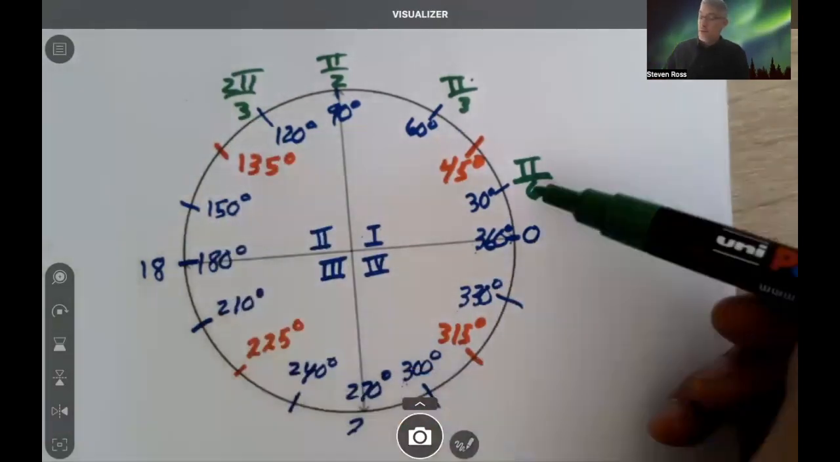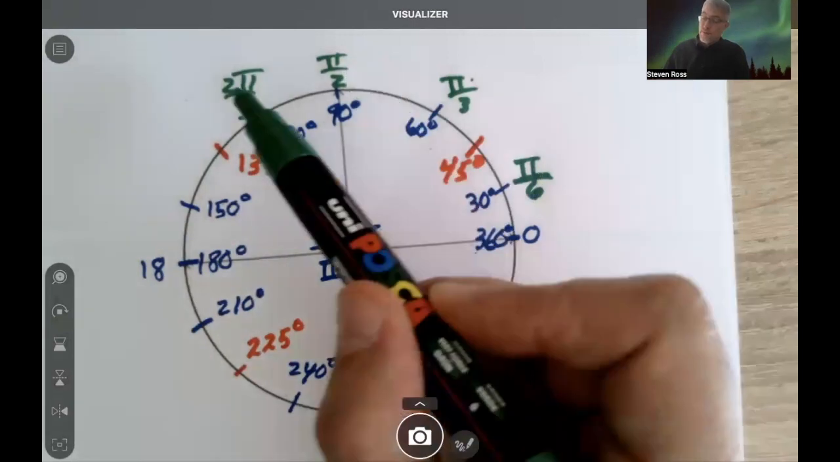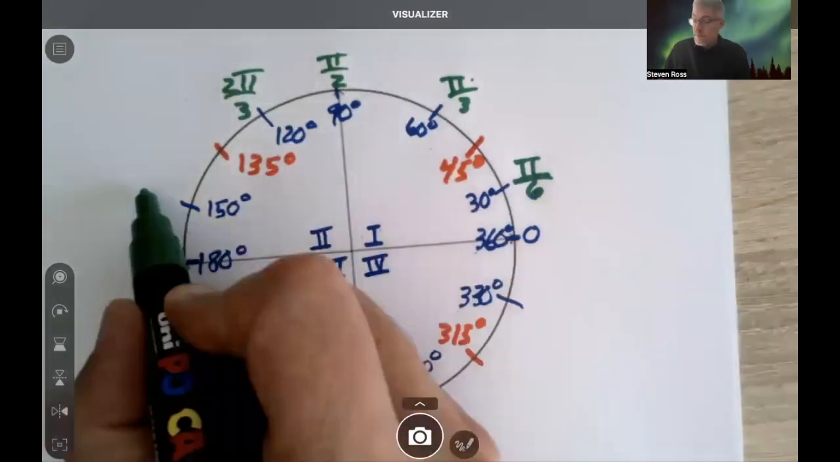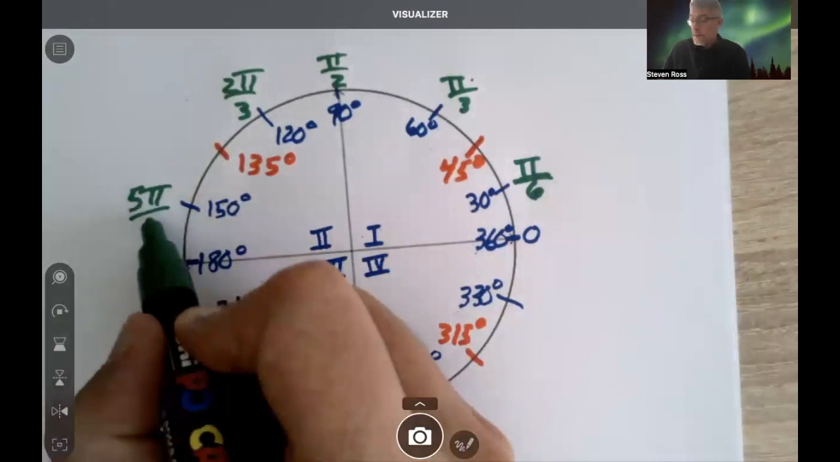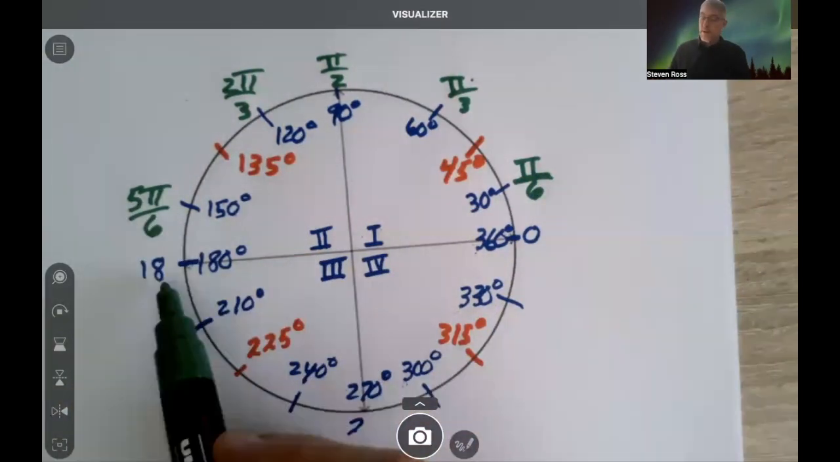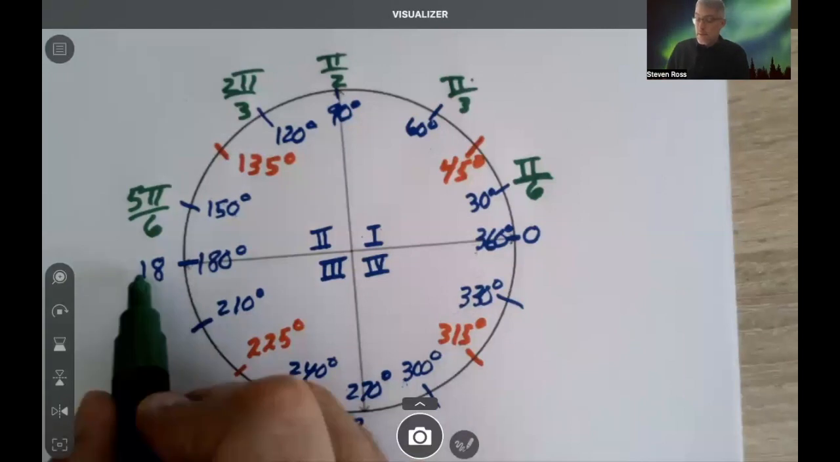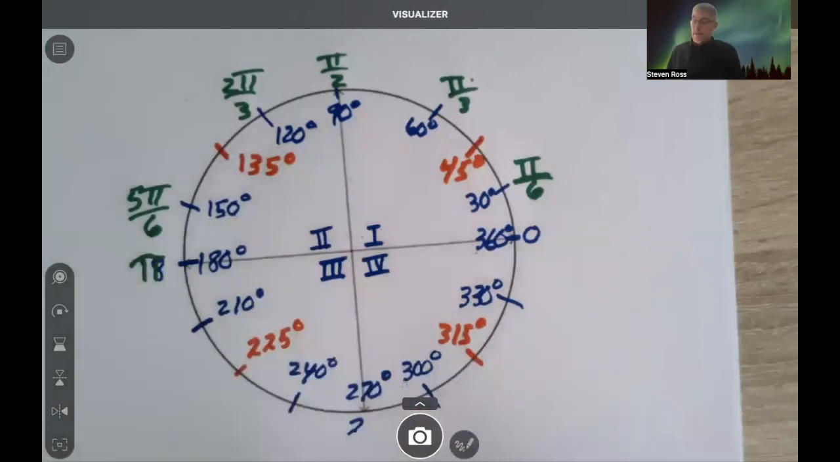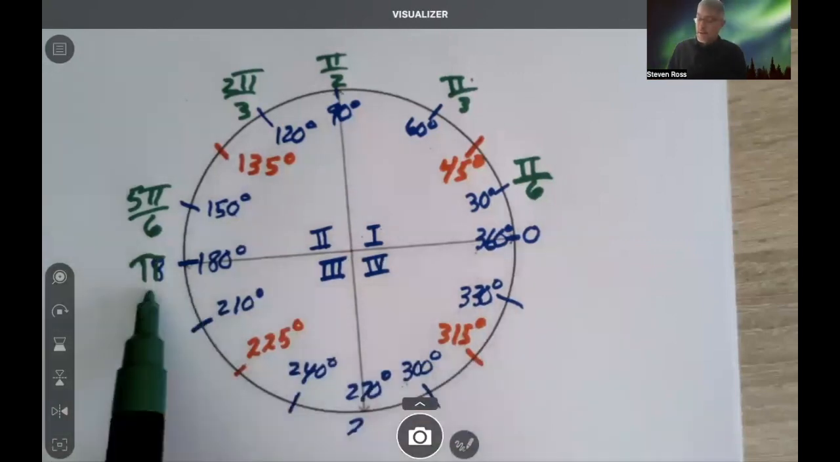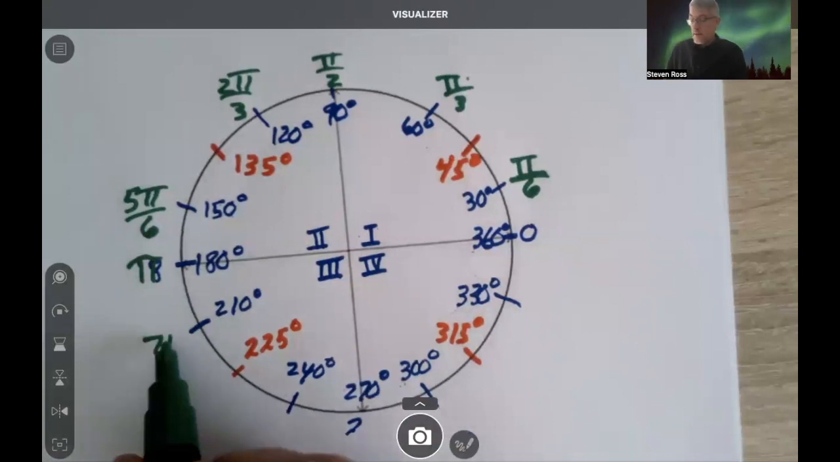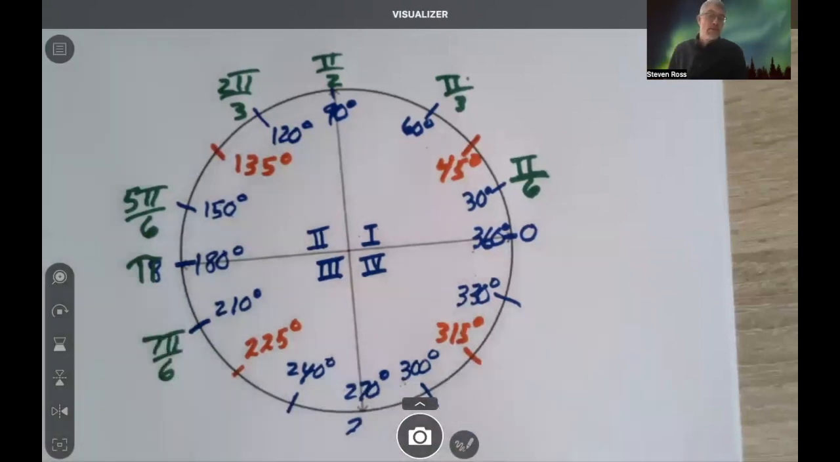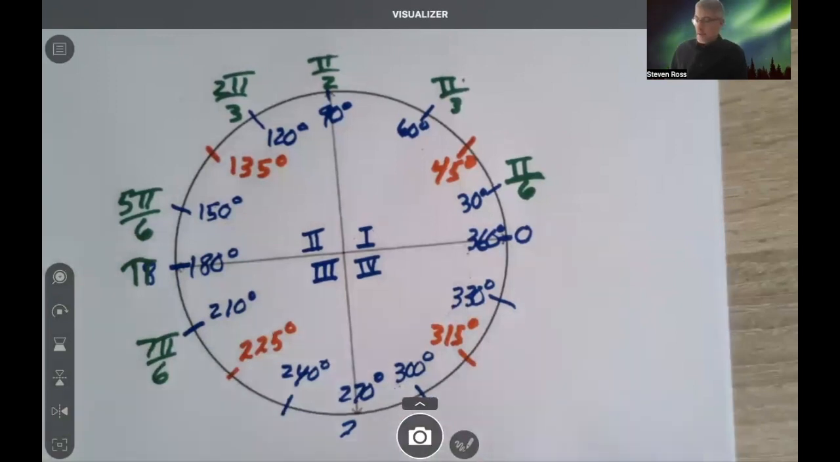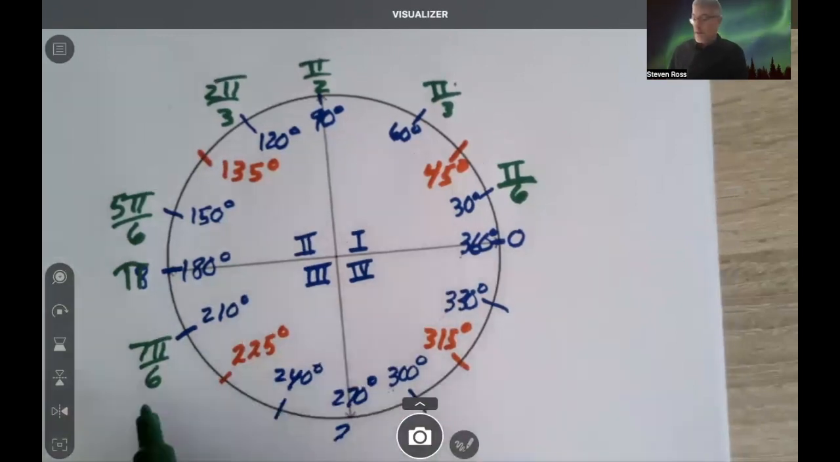Wait, 1, 2, 3, 4, and then 5 pi over 6. Over 6 is right there, and then 6 pi over 6 is going to be 6 over 6 is 1. That's going to be pi. All right, so that's like 6 pi over 6, and then we go to 7 pi over 6. You do need to use fractions for the radians. Fractions come in very helpful. 8 pi over 6 would be the same thing as 4 pi over 3.